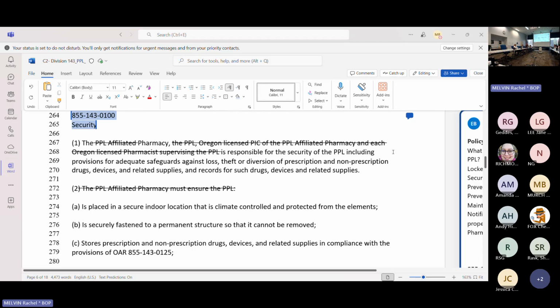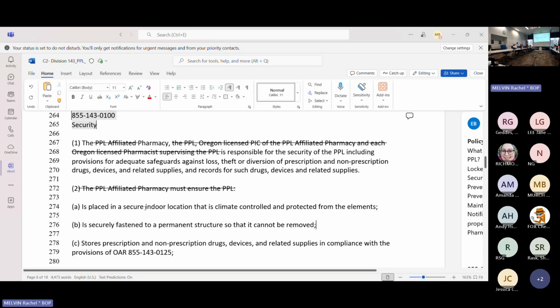So on line 250, that one A, I had to push it down so we could see the comments. Can you just share, do you know what the paren is? If you could share the paren for us. 1A, right here. Is it actually possible to just say secure location that's climate controlled and protected from the elements? I don't know how everybody else feels. It probably has to be indoor if it's climate controlled and protected from the elements.